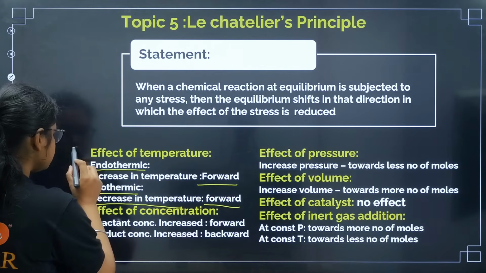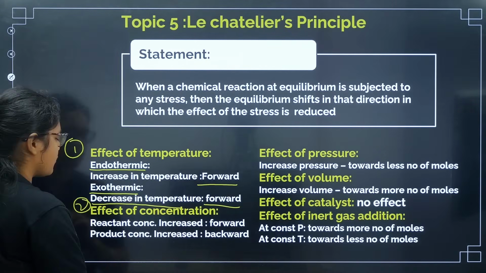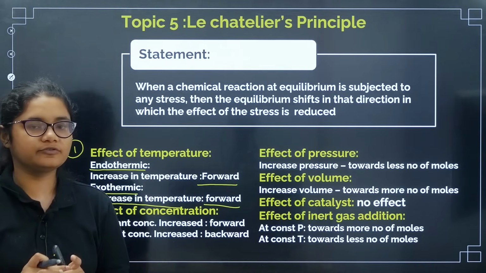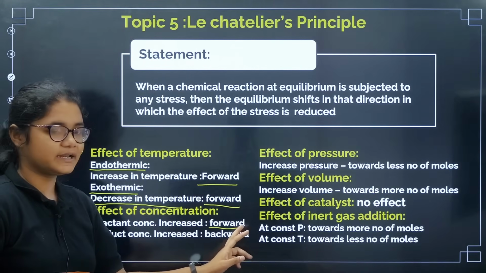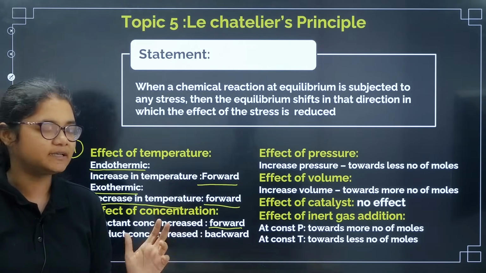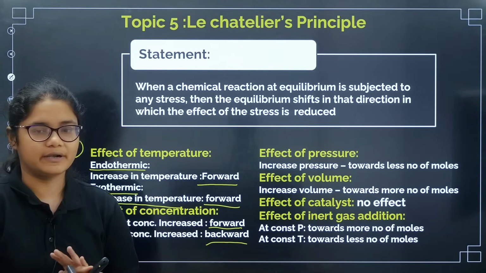Clear? Second one is effect of concentration. So, if the reactant concentration is increased, then the reaction will go in the forward direction. If the product concentration is increased, the reaction will go in the backward direction.